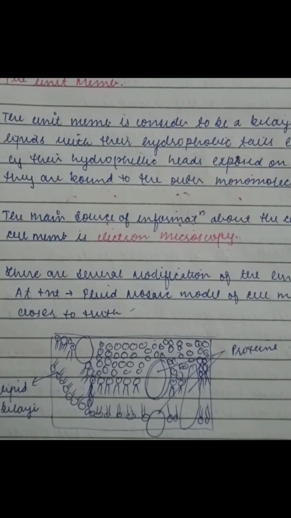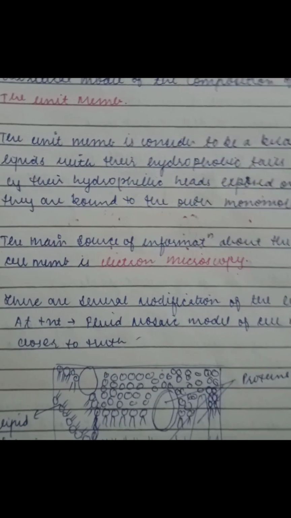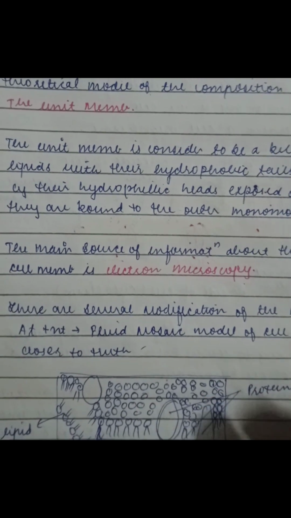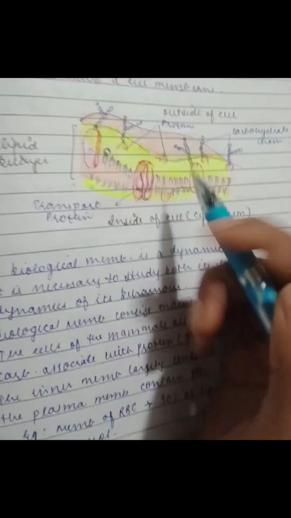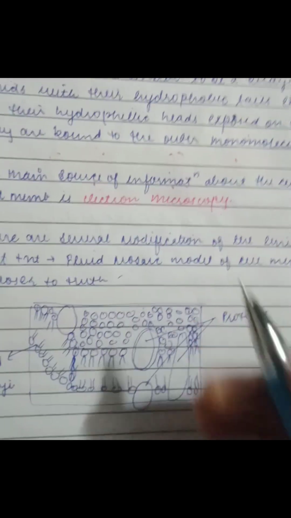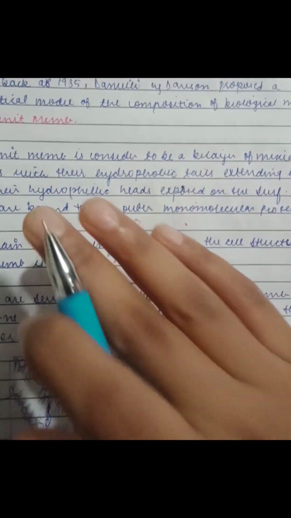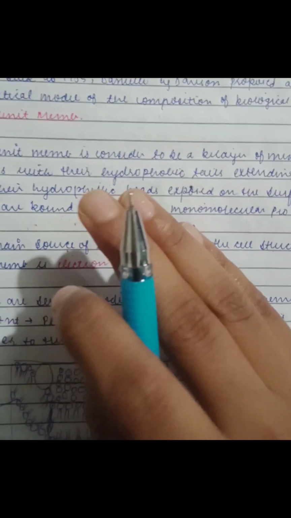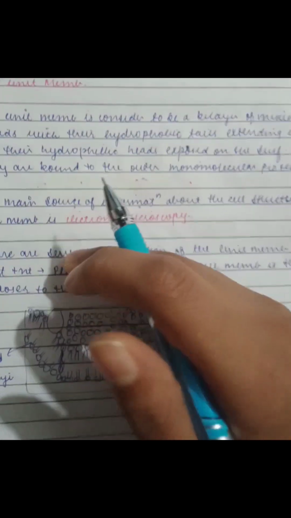There are several modifications of the unit membrane model. At present, the model that is thought to be closer to the truth is the fluid mosaic model of the cell membrane, which is shown in this diagram. This model has a bilayer of lipid. As a matter of fact, artificial lipid membranes with bilayer structures are found to be similar to biological membranes in many aspects.